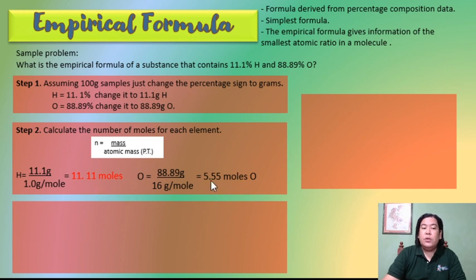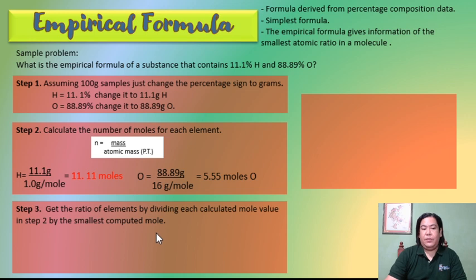So we have two mole values in step 2. Ang ginawa natin is you convert mass to mole. This is mass to mole stoichiometry. Okay, so let's proceed to step 3.